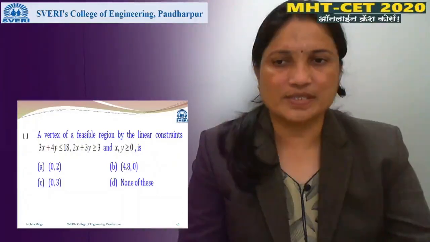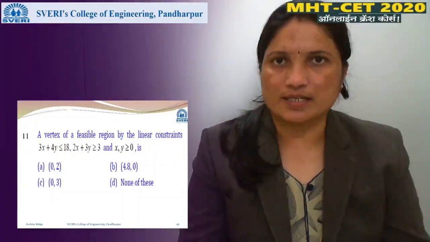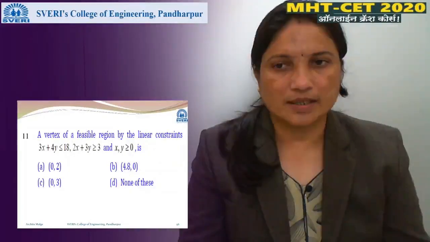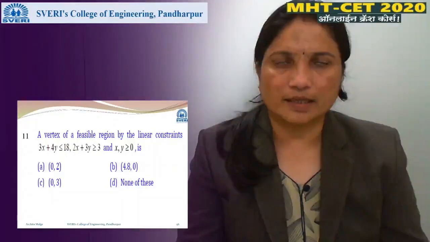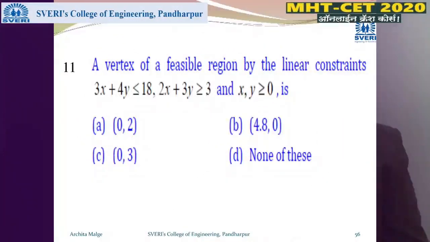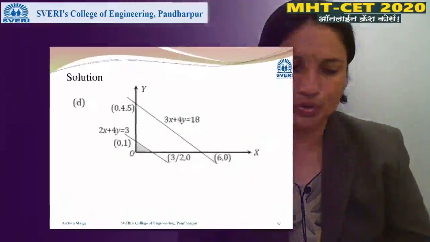a vertex of a feasible region by the linear constraints 3x plus 4y is less than or equal to 18, 2x plus 3y is greater than or equal to 3, and x, y greater than or equal to 0 is. Options are given here. So which option will be correct by using these inequalities? So here these equations are also known as constraints. Okay, so let's have a look for the solution.